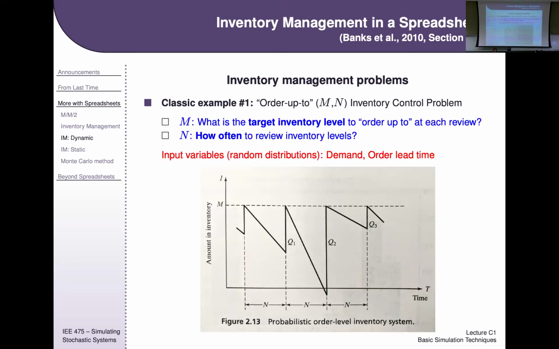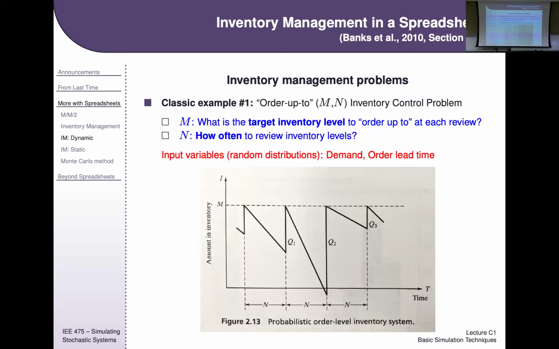So the first example I want to show you is, so these are standard, common examples. If you go anywhere where you do inventory management, then you'll hear about these examples, or at least variations of these examples. So this is the order up to system. So you get these 2 variables. These are your decision variables, capital M and capital N. So M is the target inventory level. So that is the level that, in this graph, is this dashed line. And in this jagged sawtooth here, that is the inventory over time.